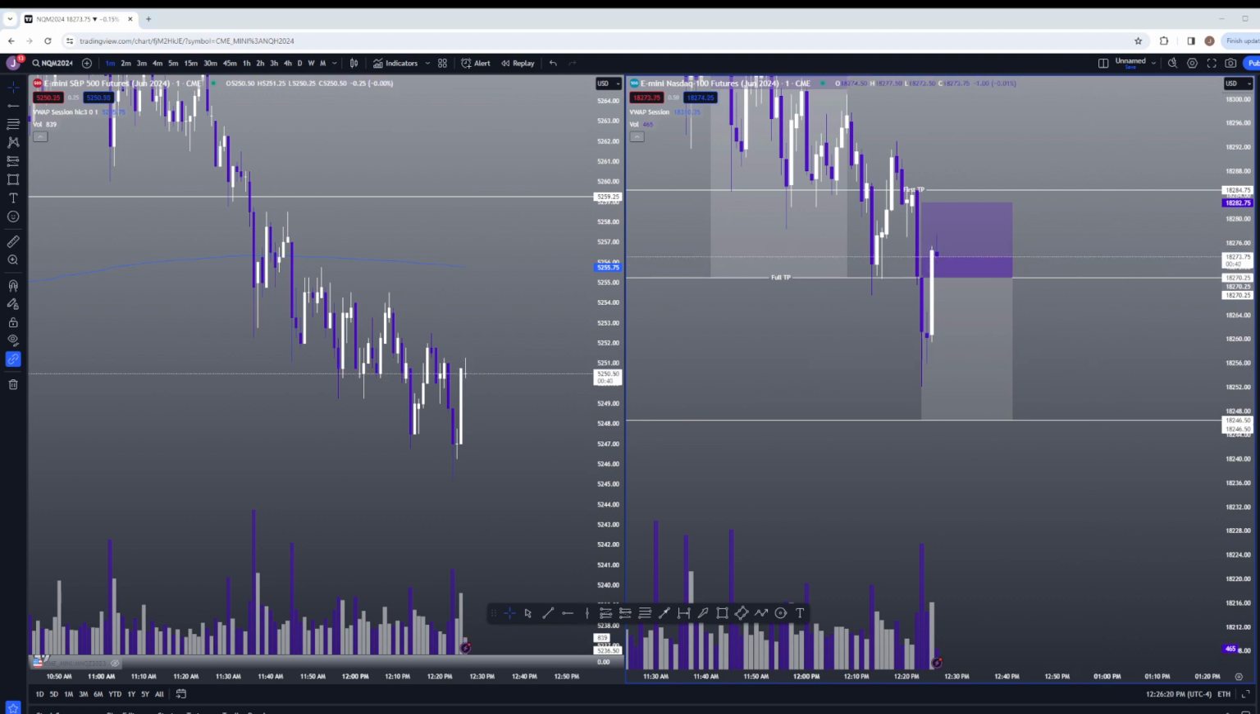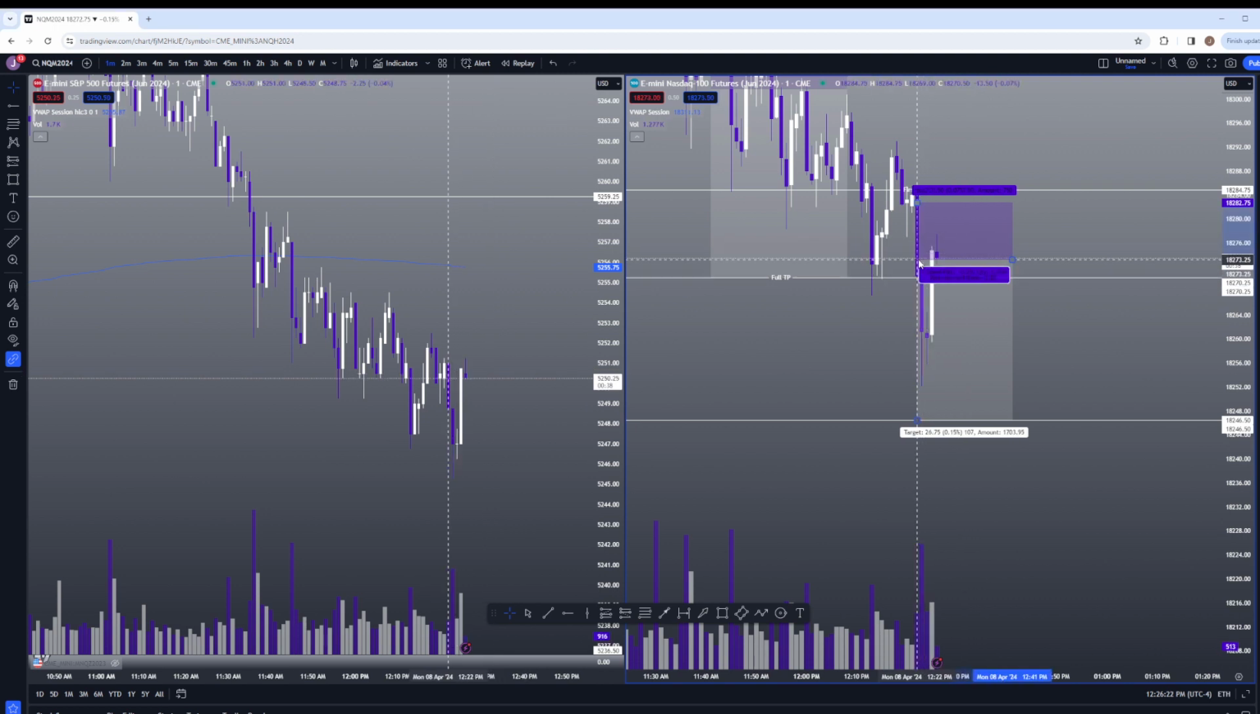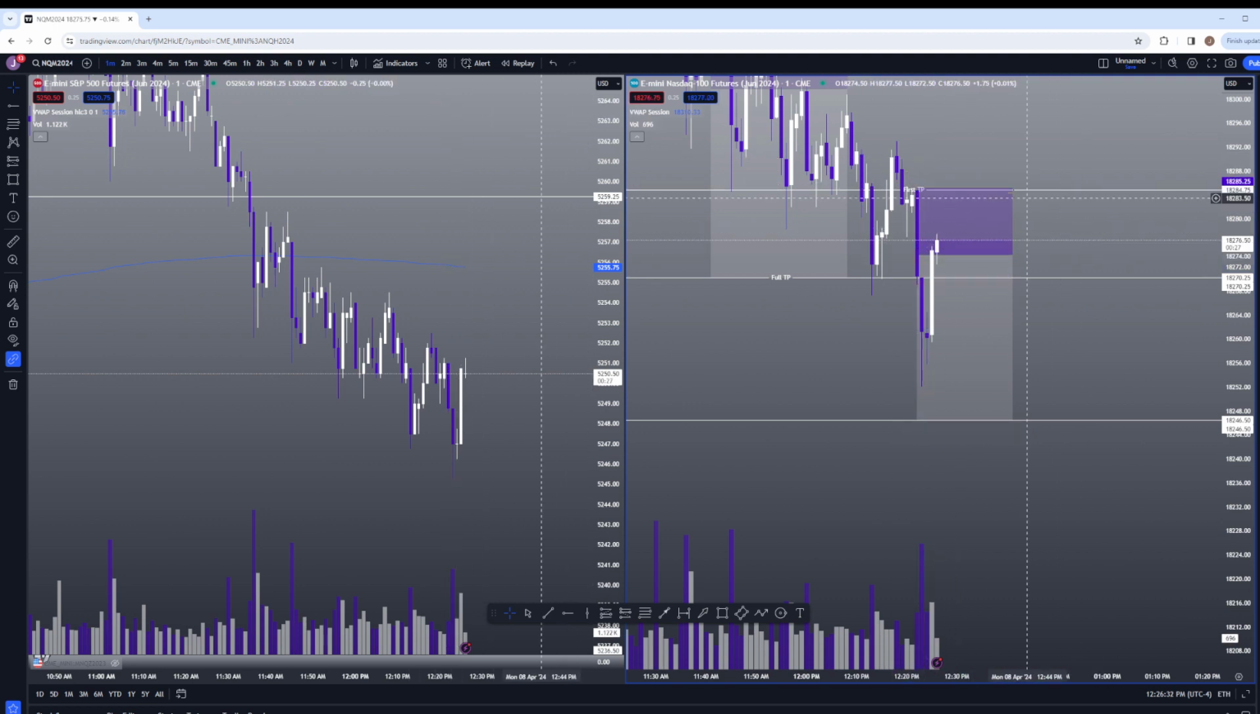Okay, I just got in half a lot in the shorts there because we started to see that reaction. My entry is 18,274. Okay, I'll just keep a stop at about 45 ticks, just above where our first TP was at 18,285.25. All right, so half a lot, 45 ticks. And then if we start to see more of a reaction, I'll get in full lot.